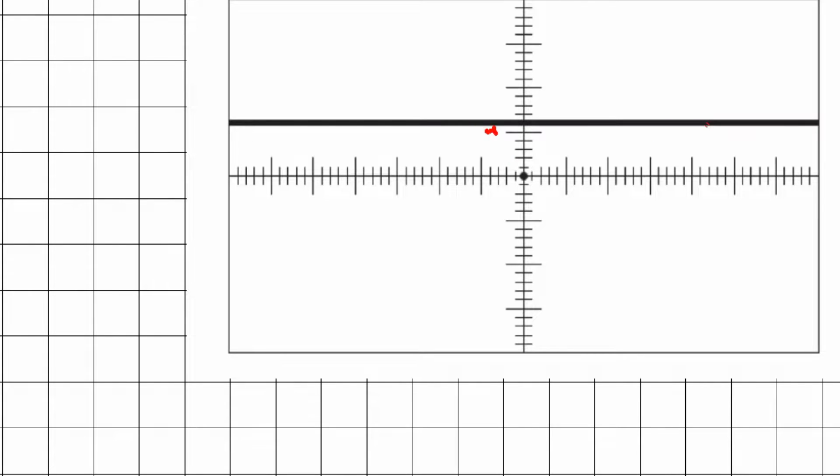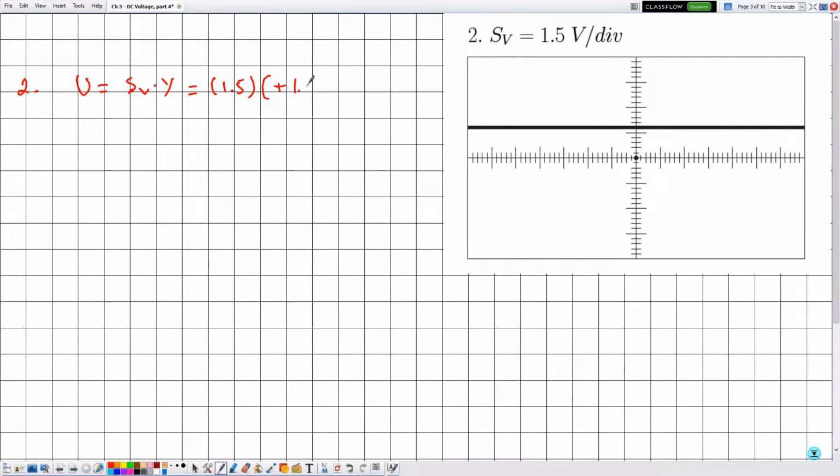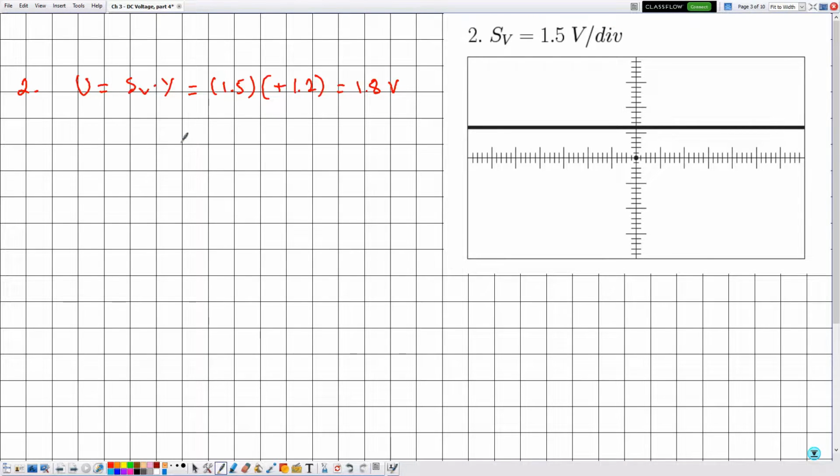So each division corresponds to 1, 2, 3. Now what about the subdivision? Each subdivision corresponds to 0.2. So we add 0.2, then it will be 0.4. This is 0.6. This is 0.8. So this is 1, and this is 1.2. Now plugging this value into the calculator, the value of U is 1.8. Since everything is expressed in the SI, U will be in volts. Then the voltage U measured by the oscilloscope is 1.8 volts.